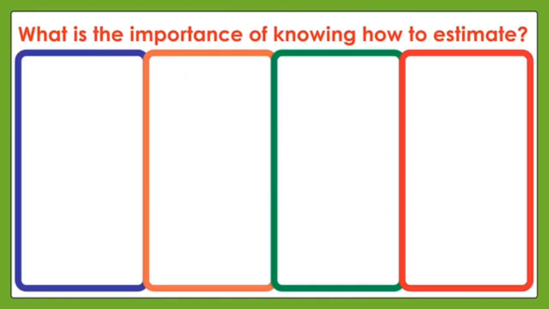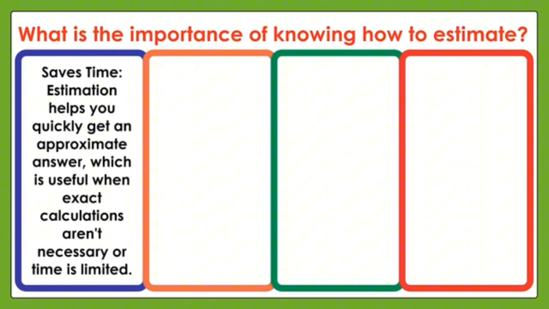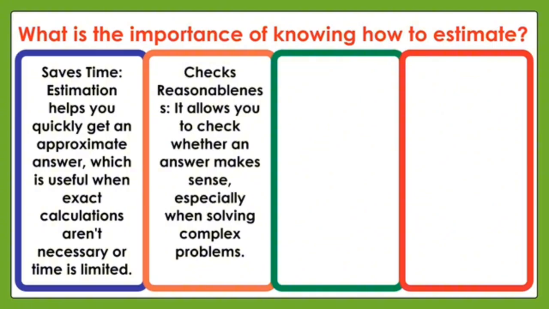What is the importance of knowing how to estimate? First, saves time. Estimation helps you quickly get an approximate answer, which is useful when exact calculations aren't necessary or time is limited. Second, checks reasonableness. It allows you to check whether an answer makes sense, especially when solving complex problems.